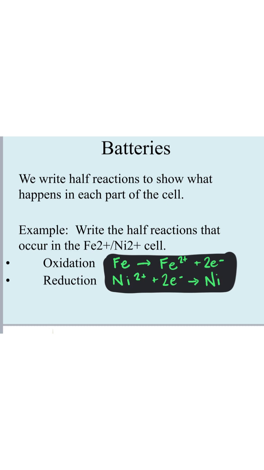So you will notice you have a chart in your packet that has half reactions on it, and it will tell you that these are the standard reduction potentials. So it's showing all of the reduction reactions. Well, the oxidation reaction is just the opposite, okay? And so if you just reverse that reaction, then you have everything that you need to write a half reaction. You just need that chart.